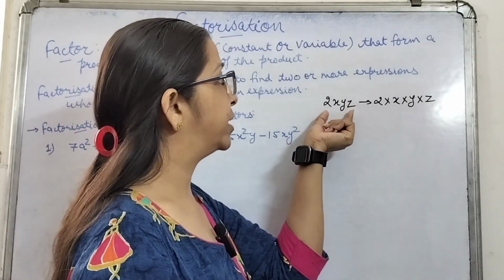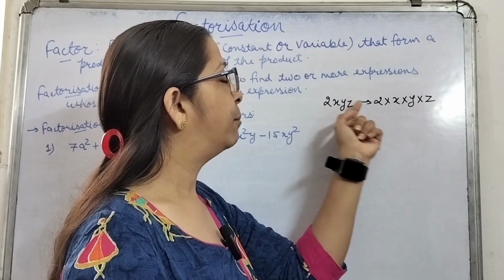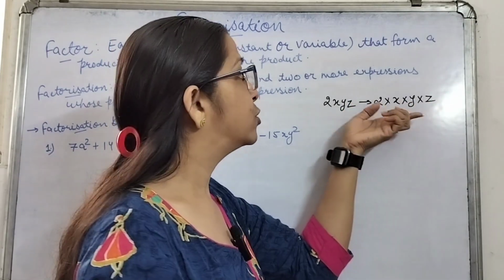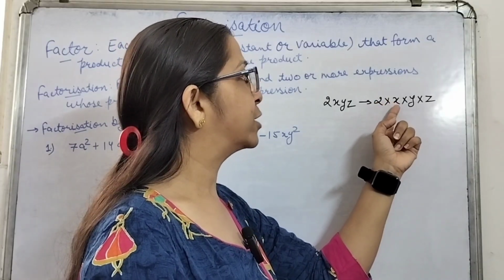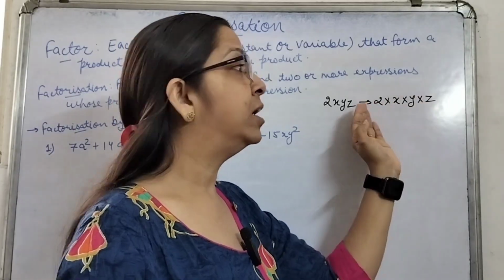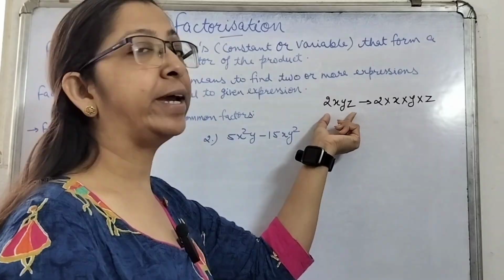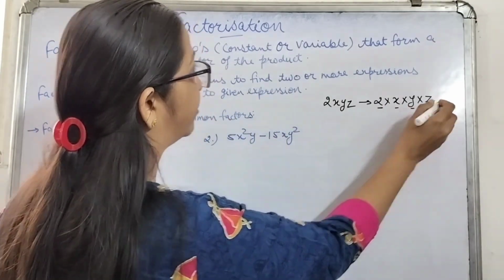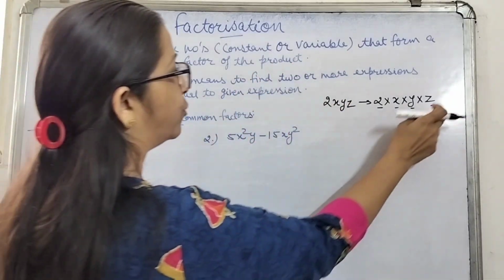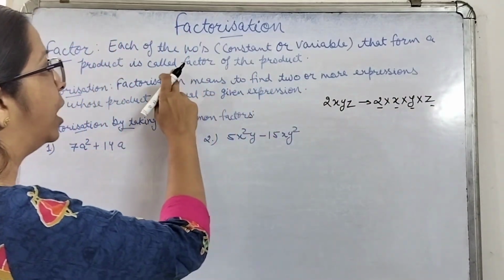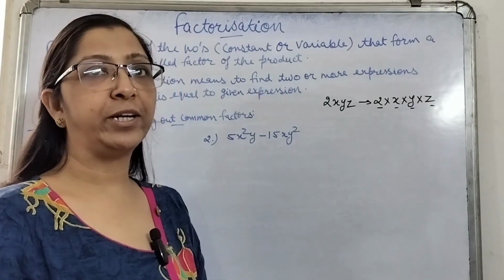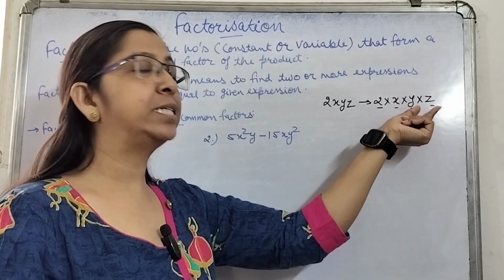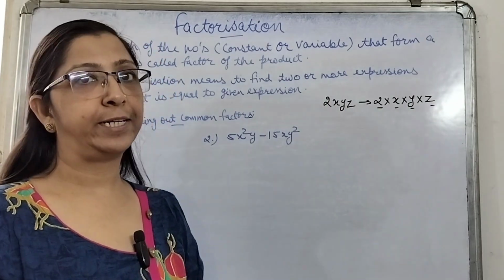So we can write this product 2xyz as 2 multiplied by x multiplied by y multiplied by z. This means 2, x, y, z are the factors of 2xyz. Each of the numbers, it could be a constant, it could be a variable, that form the product, that is 2xyz, are known as the factors of the product. So 2, x, y, z are all the factors of 2xyz.